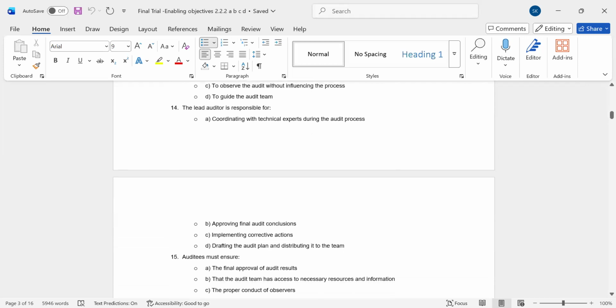Question number 14. The lead auditor is responsible for A. Coordinating with technical experts during the audit process. B. Approving final audit conclusions. C. Implementing corrective actions. D. Drafting the audit plan and distributing it to the team. A. Coordinating with the technical experts during the audit process.